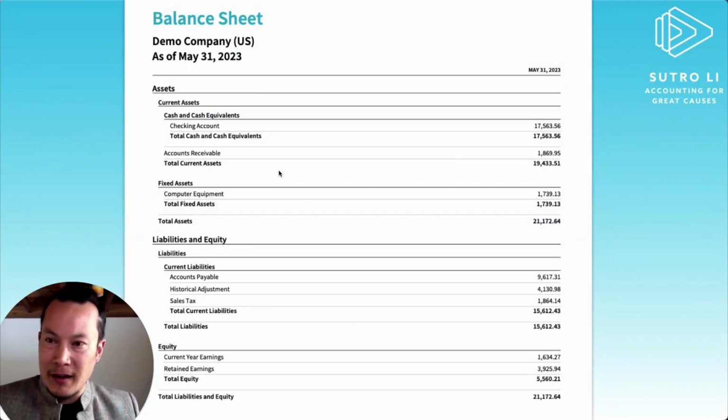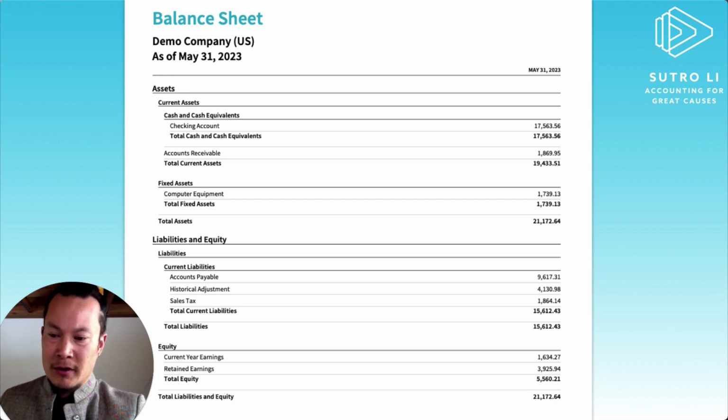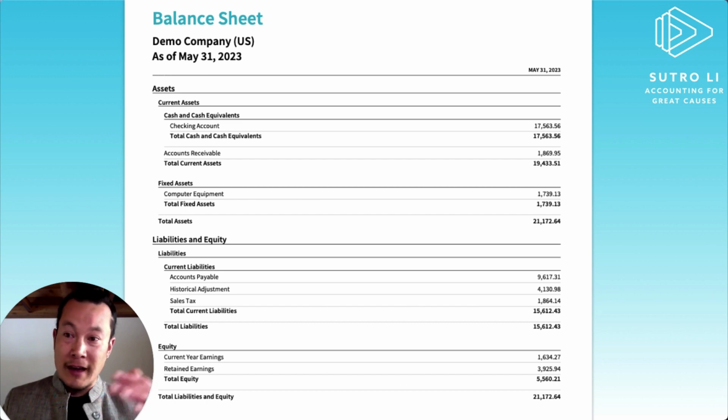This is a sample balance sheet. I want you to notice a few things. Total assets is just over $21,000, and you'll see that same number at the bottom of the report, total liabilities and equity, same number. That's why it's called a balance sheet, because the top of the report will balance and match the bottom of the report. The top of the report is your assets, the bottom of the report is your liabilities and equity.